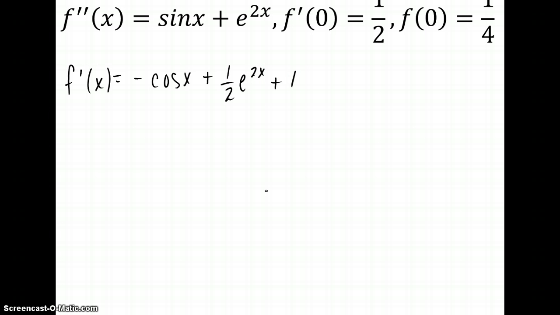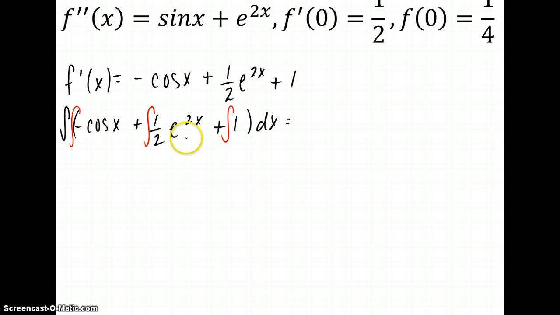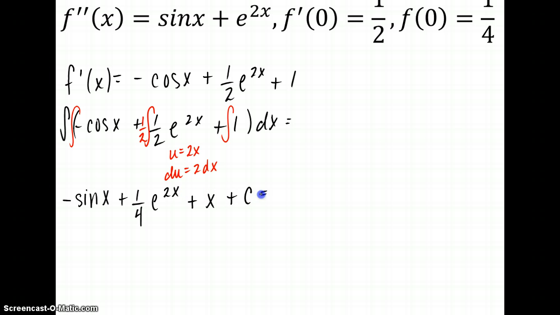Alright, so now how do we get f of x? Let's integrate the first derivative. Again, just looking at each piece individually. The middle term will need the u substitution, so u is going to be our exponent. It makes du 2dx, which means I would need to introduce another 1/2 out front to make the proper substitution. Antiderivative of negative cosine would be negative sine of x. Now I have plus 1/4 e to the 2x. Antiderivative of 1 is x, and then I need my plus c. So that's the general solution for f of x.